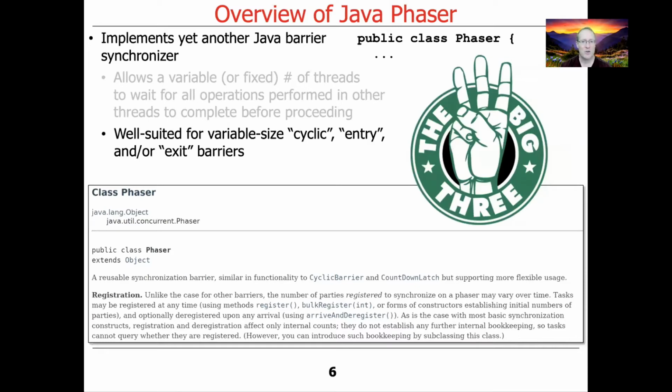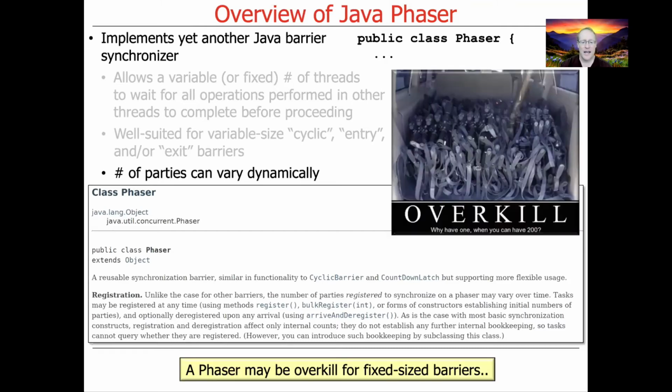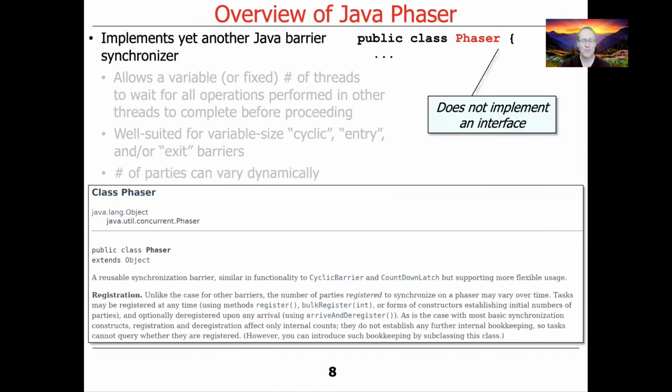We can use phasers for the cyclic entry and or exit barriers. So it covers the full gamut of different barrier types that we've talked about throughout these lessons. And of course, the key thing here is the number of parties can vary dynamically. For fixed size barriers, it's probably overkill to use a phaser. You might as well just stick with countdown latch if you don't need cycles, or with cyclic barrier if you need a fixed number of threads that work in cycles.